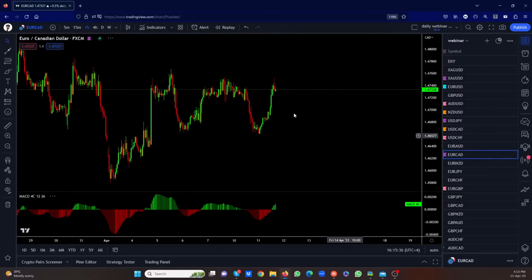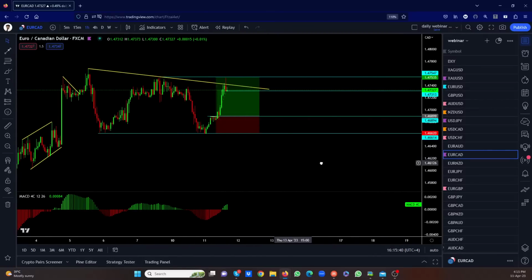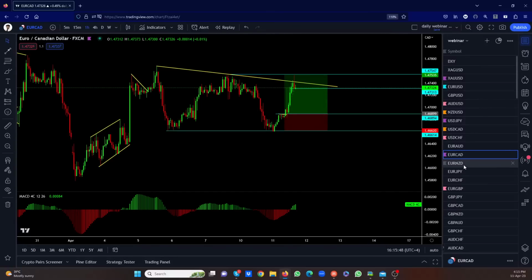EURUSD, we already told you. We'll see again. If it gives us a flag here, we'll sell it. That trade, we closed it. If it gives us a flag there, we'll sell it. If it consolidates, we'll buy. Most likely, we'll get a down move again. Euro New Zealand.